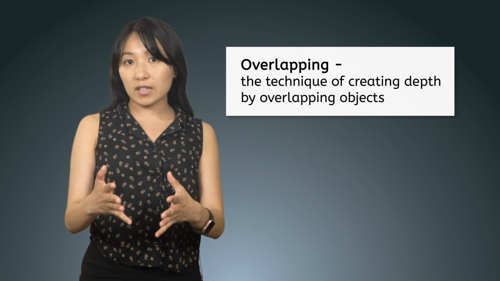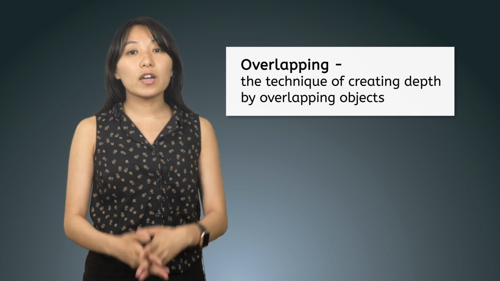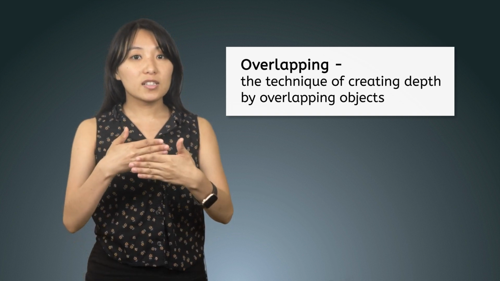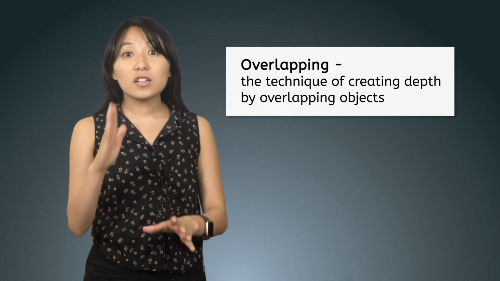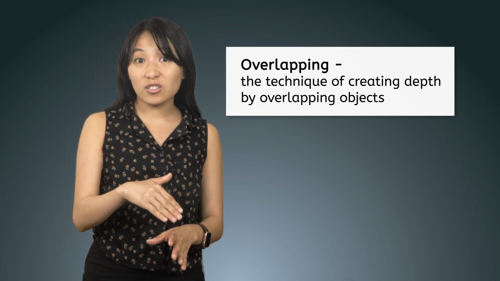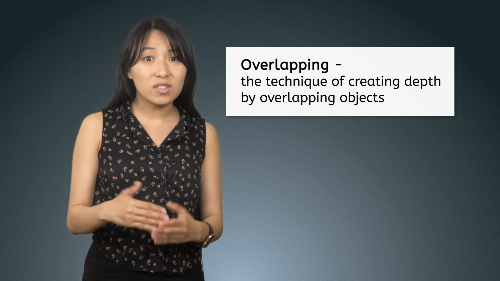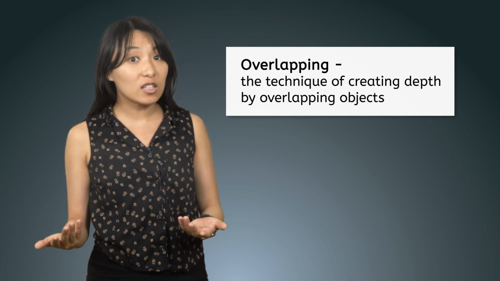If you were to put one hand in front of the other, could you see both fully? Not unless you were see-through. By having things in front of and behind other things, you achieve a feeling of space. This is called overlapping, the technique of creating depth by overlapping objects. I want you to try to imagine a field of trees. If not a single tree overlapped another, would you be able to perceive the distance as well as if they did overlap?